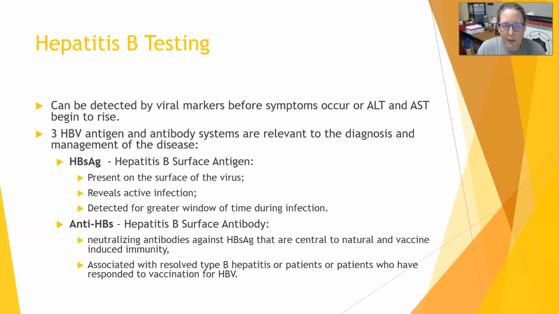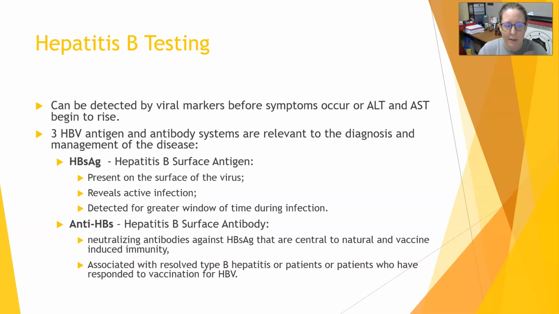It can be detected by viral markers before the symptoms occur or before ALT and AST begin to rise. There are 3 hepatitis B antigen and antibody tests that are relevant to the diagnosis and management of this disease. So the hepatitis B surface antigen is present on the surface of the virus. If it is present, it reveals an active infection, and it is detected for a greater window of time during infection. So it means the virus is present and active in the body. So that's usually one of the first tests that is done. It can pick it up the earliest.